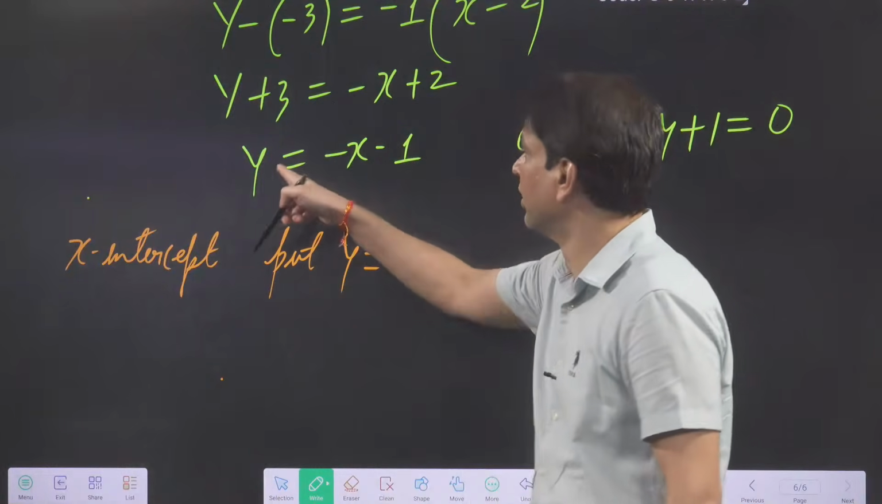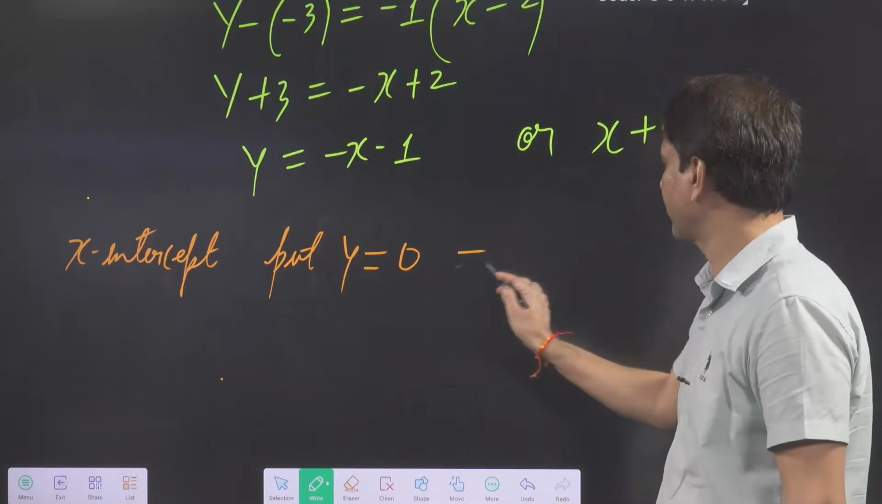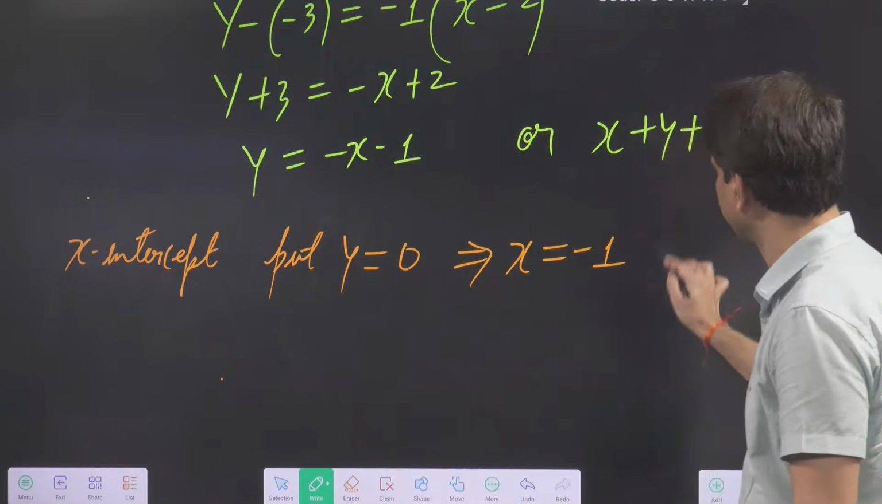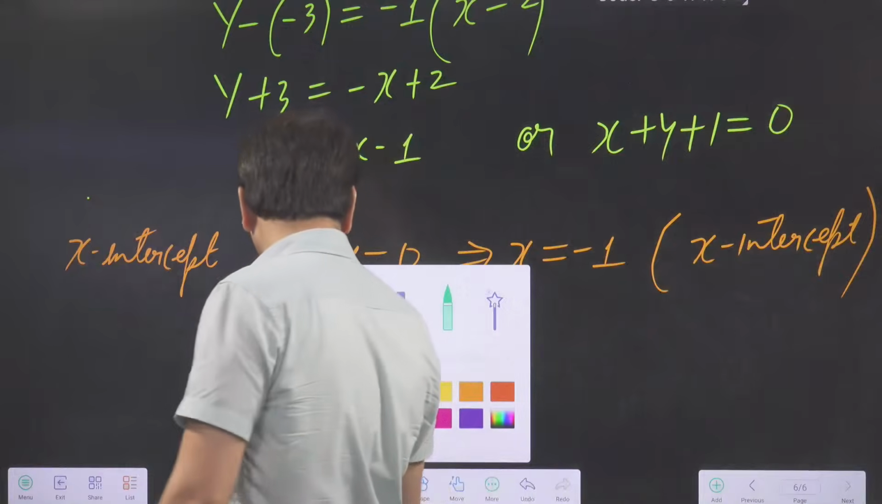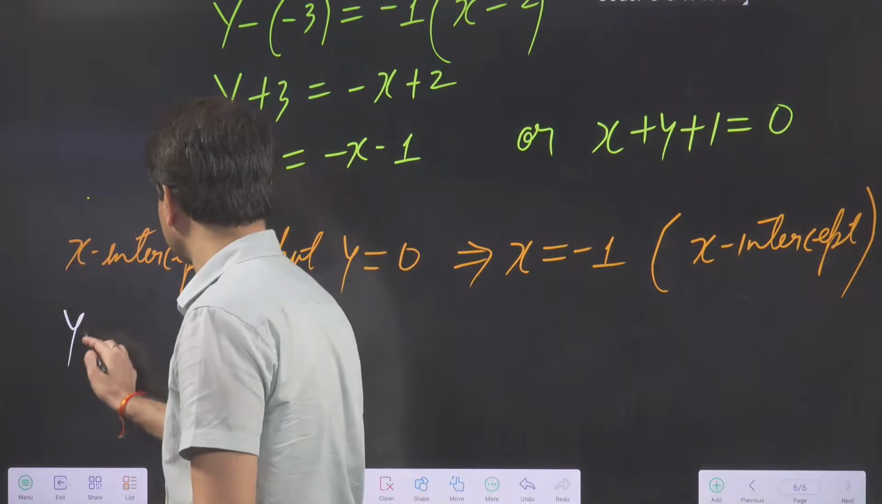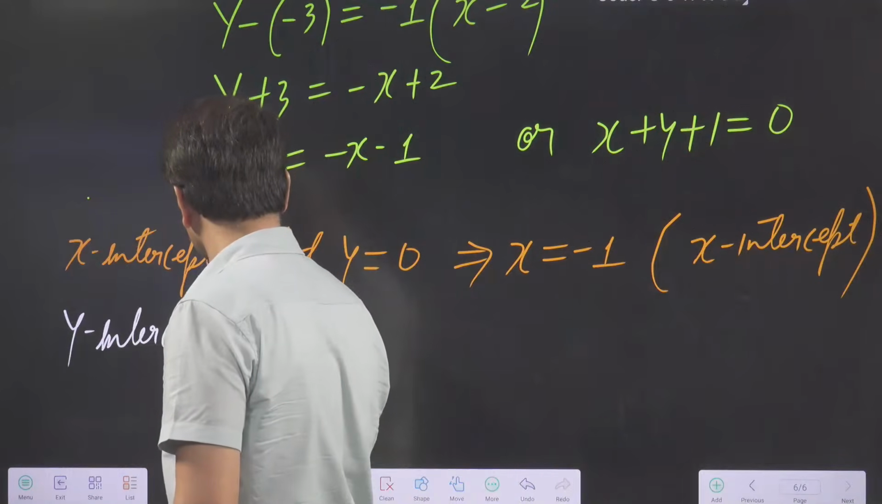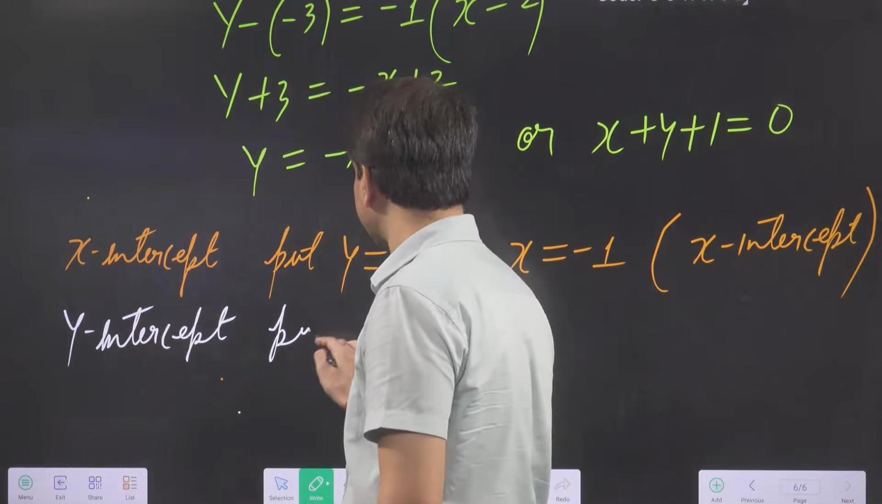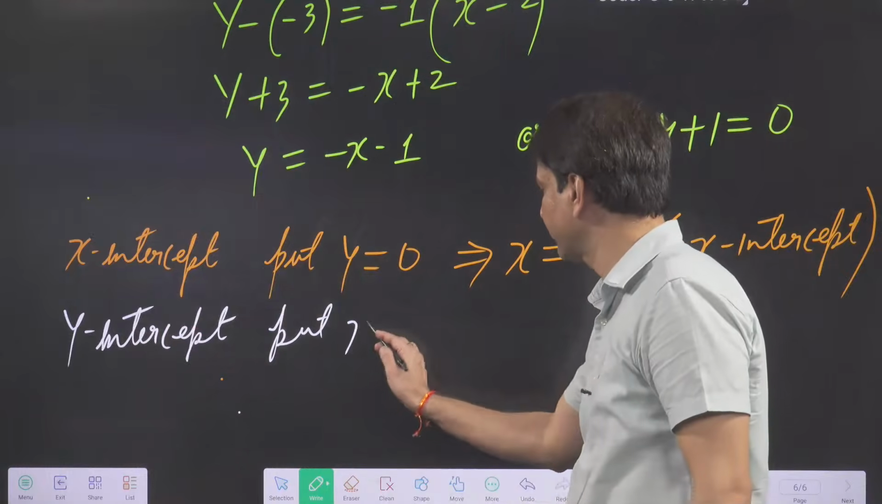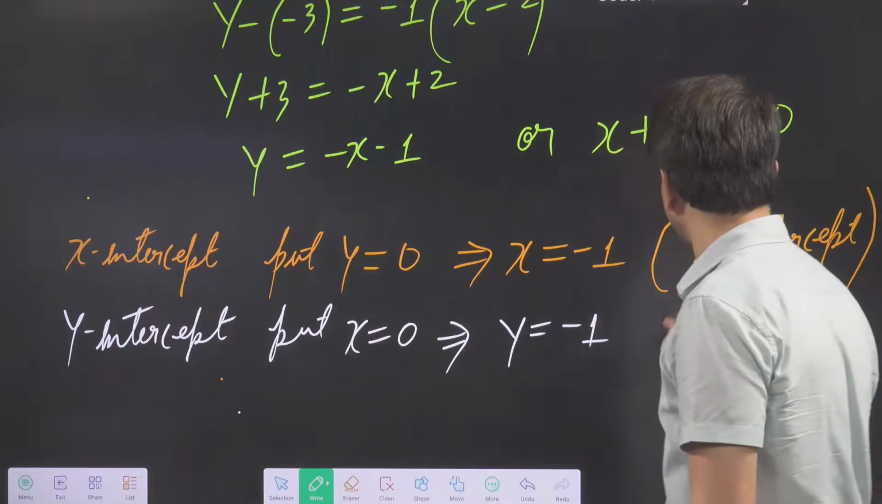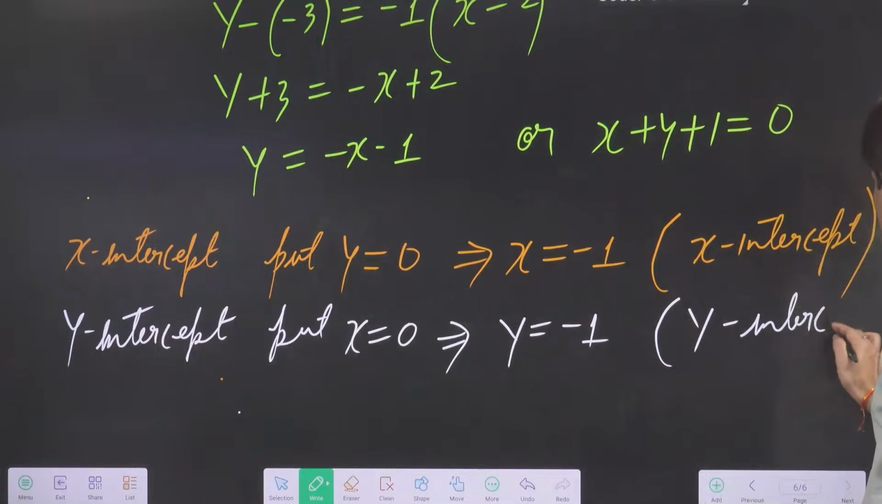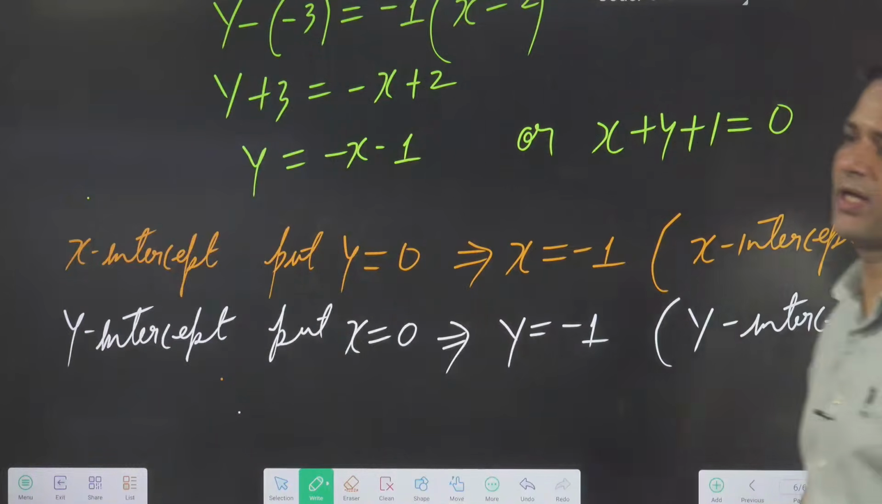Y is equal to 0. If I am putting y as 0, then what is the x value I will get? X is equal to -1. Then this is the x-intercept. Everybody got? What is the x-intercept we got? -1. Okay, similarly, if I am saying what is the y-intercept? Y-intercept means cutting the y-axis. Y-axis means we will put x is equal to 0. Then what is the y value we will get? Y is equal to -1. Then this is the y-intercept. Everybody got? So we got the x-intercept as well as the y-intercept.